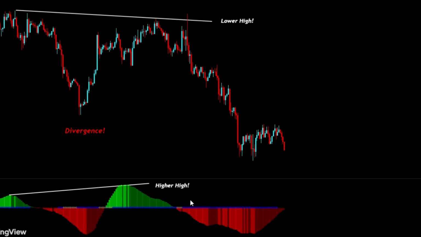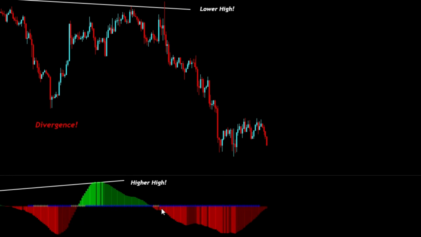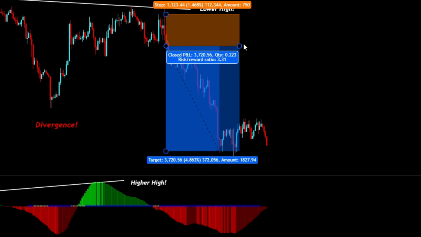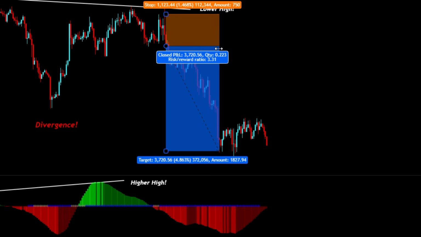In this example, shortly after the histograms moved below the midline and turned red, price began moving lower and a bearish reversal developed. Looking back at the chart, this would have been a setup that some traders may have considered for a short opportunity.